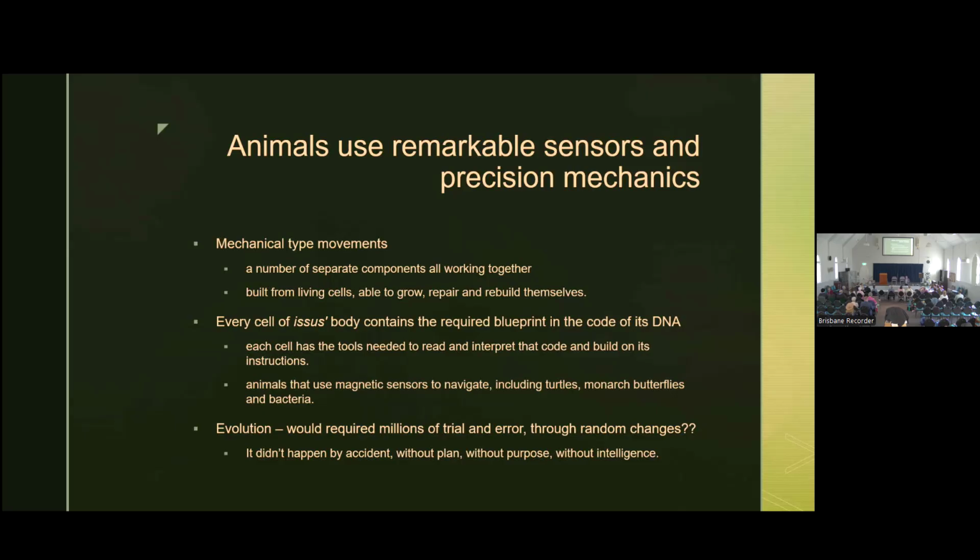Evolution would say that it happened by chance. I suppose the question for you is, did it happen by chance or not? Because if it did, then it would require millions and millions and millions of trial and error for that to work perfectly. So in other words, what I'm saying is it didn't happen by accident, that it was actually done by design, and it was done with a purpose for an intelligent reason.